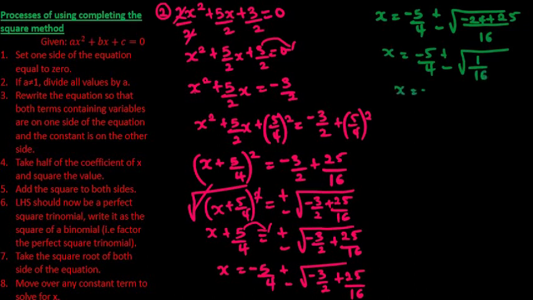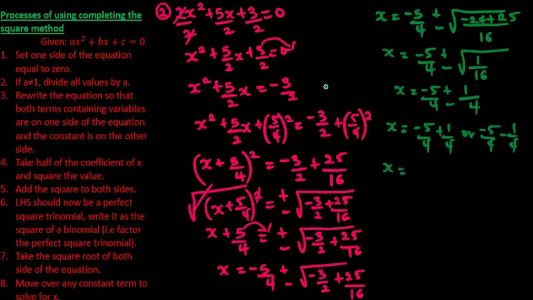x is equal to minus 5 over 4 plus or minus the square root of 1, which is 1, all over the square root of 16, which is 4. So we have to split the plus or minus sign to get our separate answers for x. x equal to minus 5 over 4 plus 1 over 4, or minus 5 over 4 minus 1 over 4.